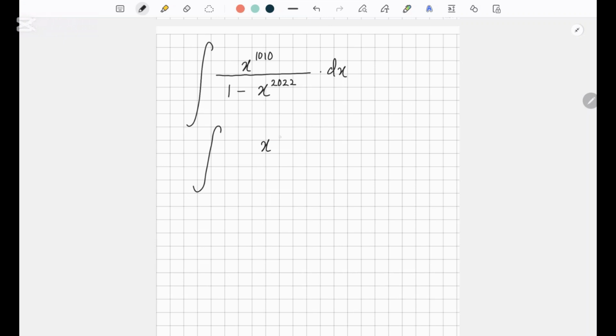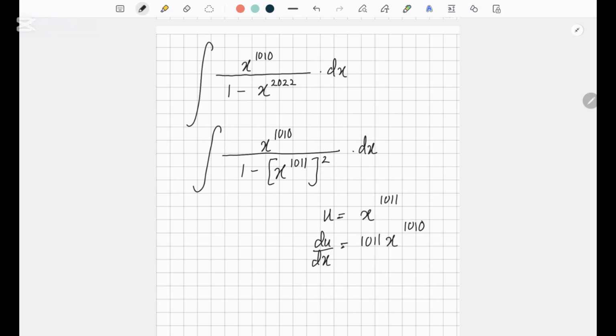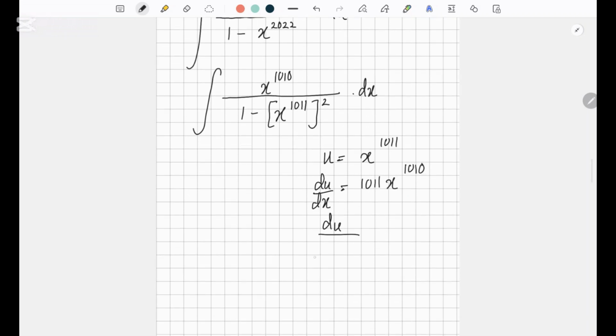So we have x to the power 1010 on the numerator and 1 minus x to the power 2022 on the denominator, right? x to the power 2022 I can write as x to the power 1011 in brackets squared. Means the same thing. Then you take a substitution of u equals x to the power 1011. du over dx, so you differentiate that, 1011 comes down into x to the power 1010, right? So then du over 1011 x to the power 1010 equals dx.